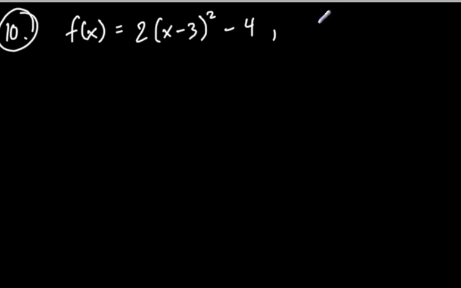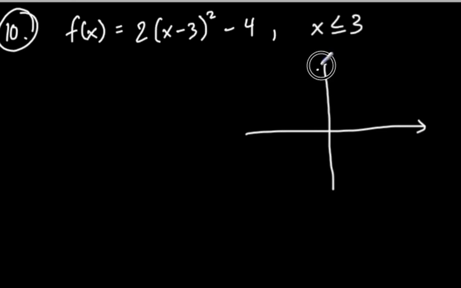Number 10 is f of x is equal to 2(x minus 3) squared minus 4, x is less than or equal to 3. So here's our function. This is our domain. Let's just see what that looks like. So there's our function. So what this means is there's no reflection.